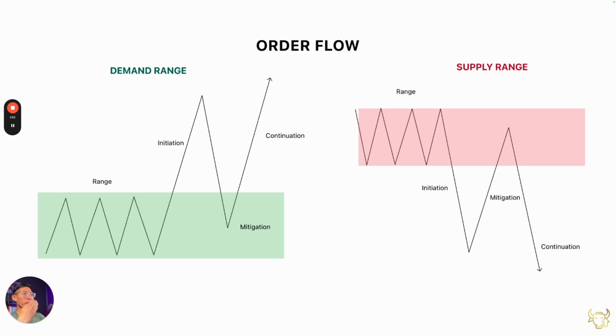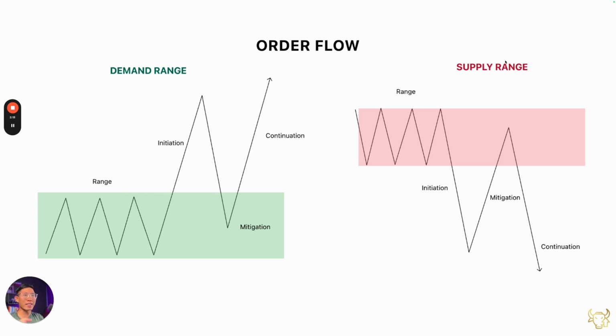So range, initiation, mitigation, and continuation, these are essentially the 4 stages of the demand range, right? So this is a very strong demand zone that we have right here. That is why price has managed to come down here, retest this demand, grab more demand, grab more liquidity before pushing the price up, right? As simple as that. You will see this happen over and over again on the charts. Same thing over here, right?